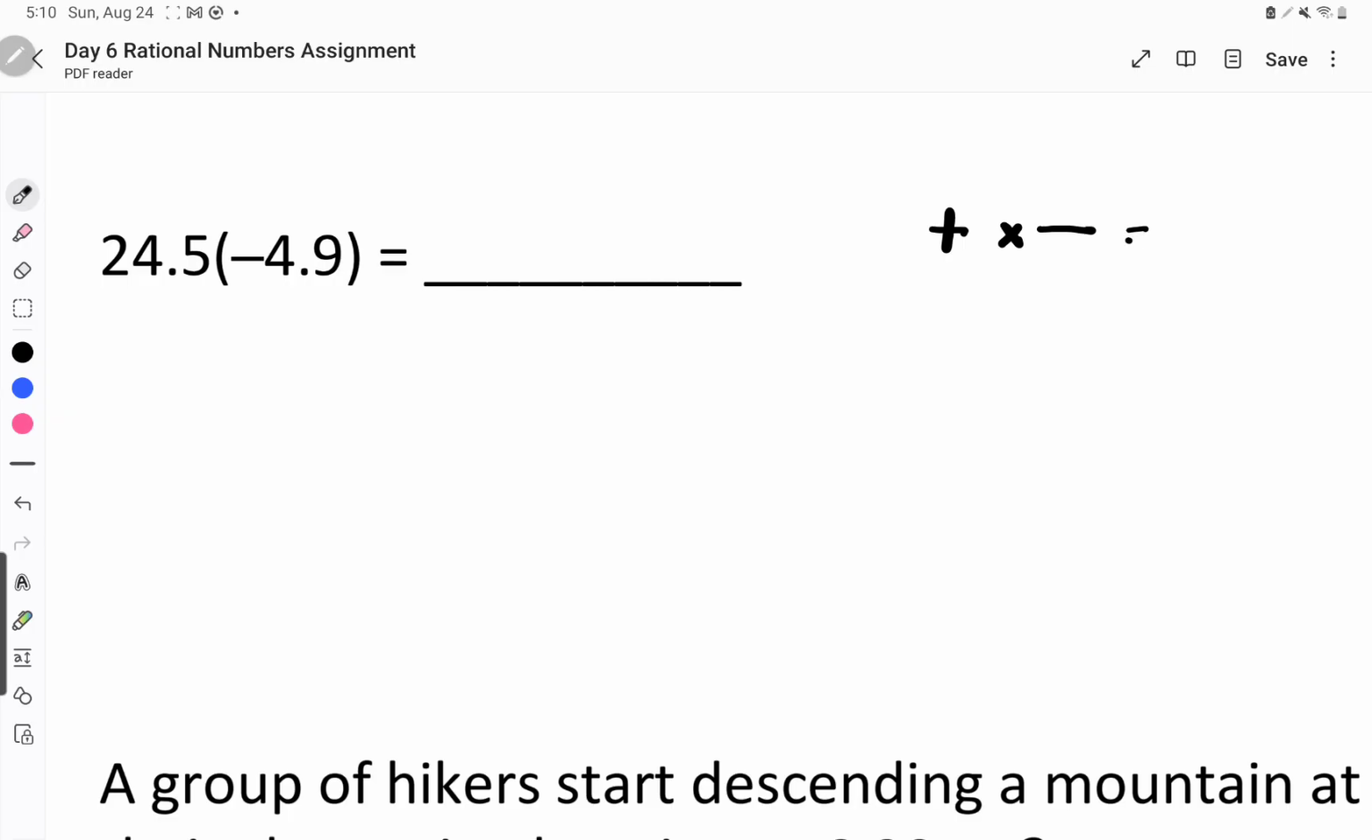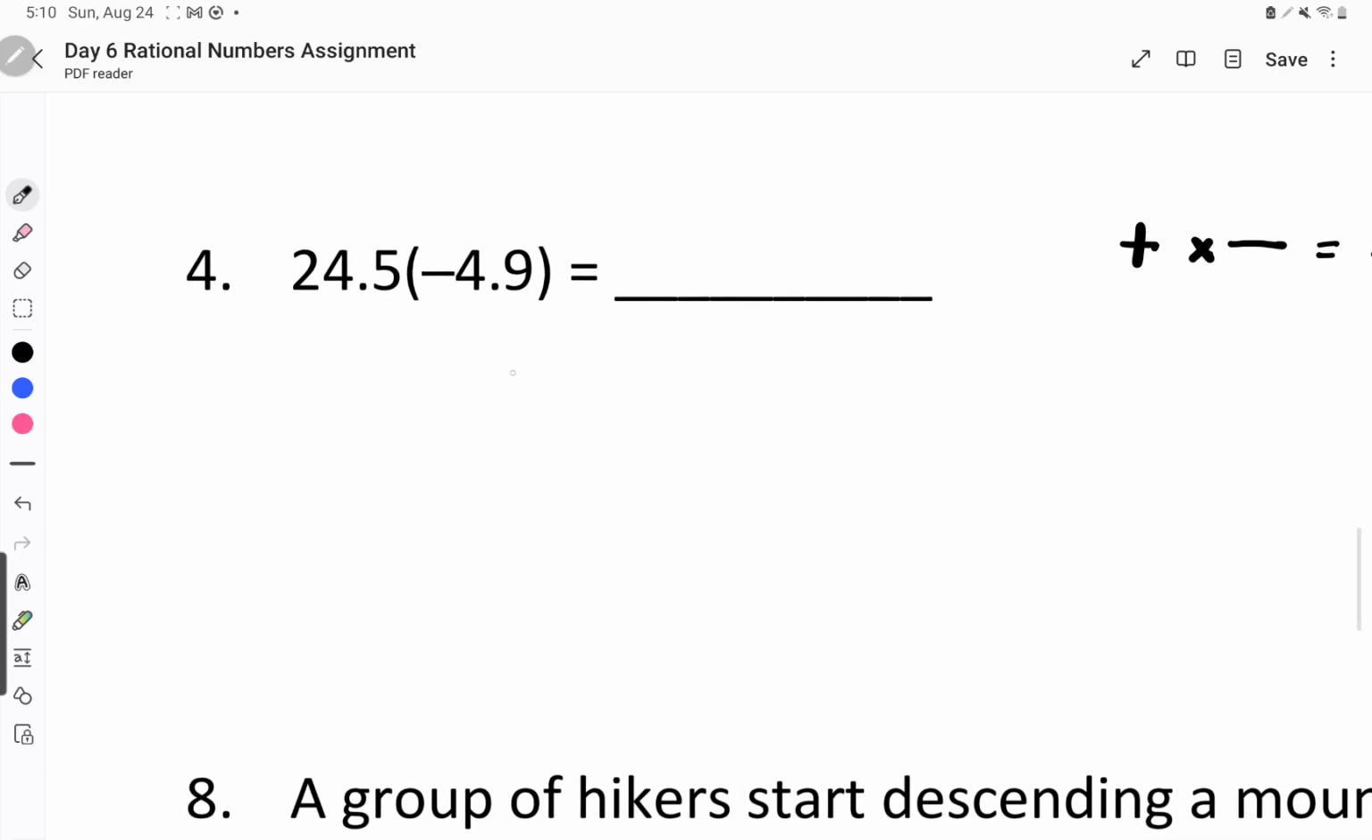On the next one, I have 24.5 times negative 4.9, so I have a positive times a negative. A positive times a negative gives me a negative. So I have 24.5 times 4.9.